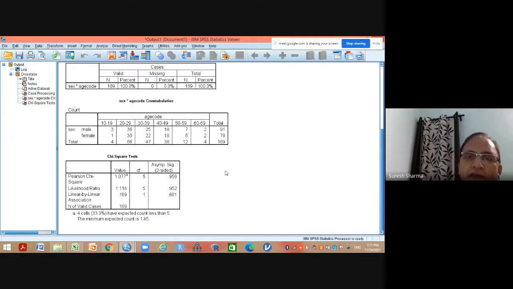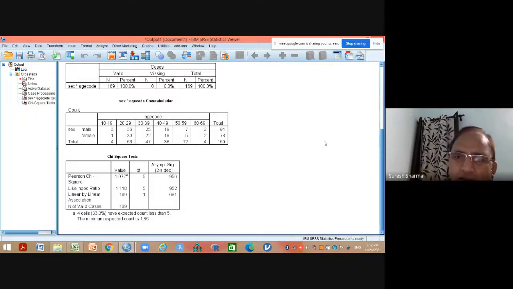Age code means age categories. For example, you can see 3 is here, 1 is here. So hardly any difference. 36, 30, male, female, hardly any difference. 25, 22, hardly any difference. 18, 18 is equal. 7 and 5, hardly any difference. 2 and 2. That's why it is coming out to be non-significant. Suppose this would have been 6 here and 66 here. It would have come out to be significant. You follow my point?